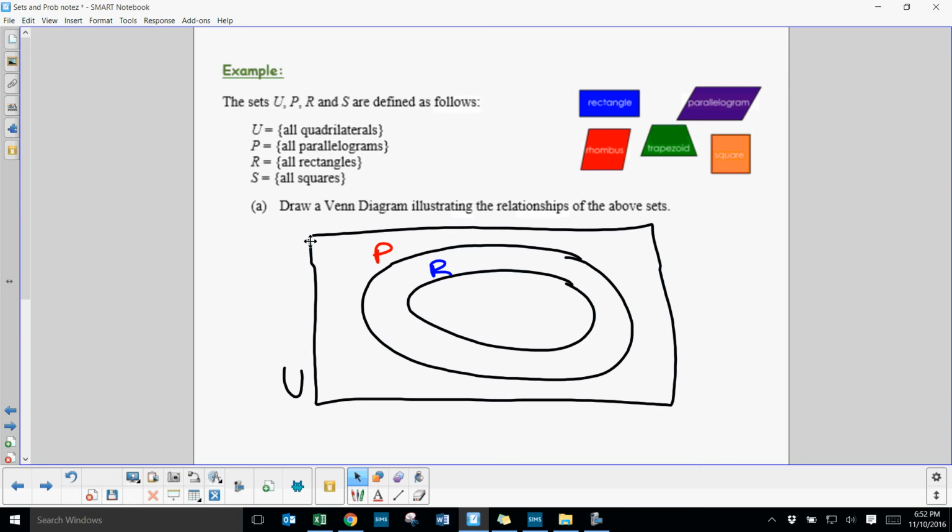The next one inside there would be squares. As you think of it, squares are special types of rectangles. So like rectangles, they're four-sided, they have two pairs of parallel sides, they have four right angles, but they have an extra attribute, which is that all four sides are equal. So if you need to give some reasoning, you can say, e.g., a rectangle is a special type of parallelogram.